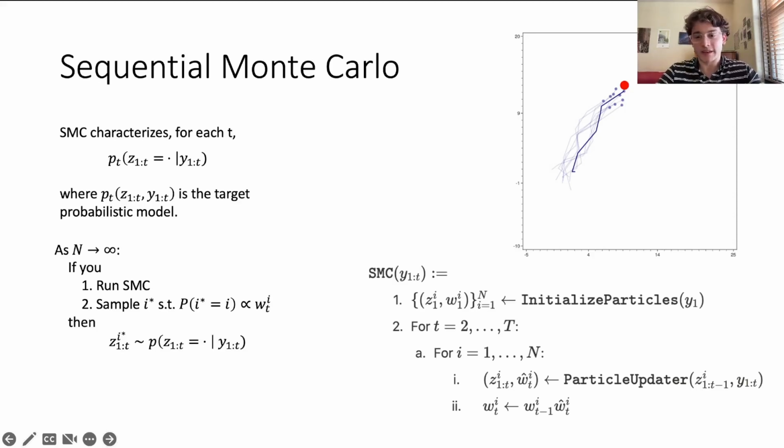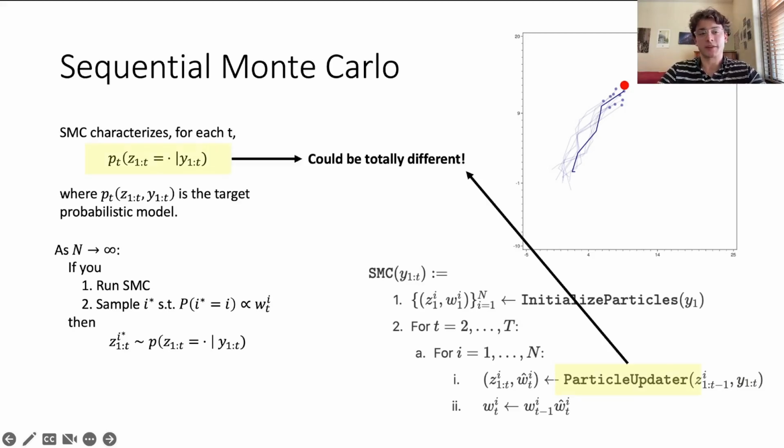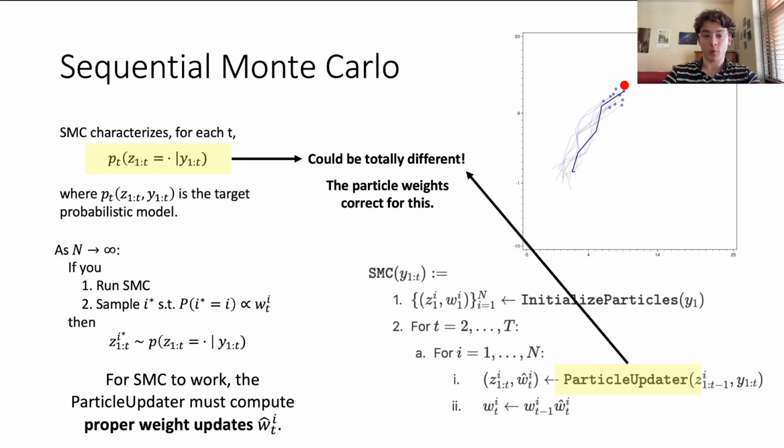Now, at first glance, this might seem surprising, given that the distribution we actually generate the particles from is this particle updater distribution, which may be totally different from the posterior that we care about. And the way that sequential Monte Carlo gets around this is that the particle weights exactly characterize the difference between the particle updating distribution, which we used to actually generate the particles, and the posterior distribution we're trying to run inference over. The formal condition, which guarantees that a particle weight perfectly accounts for this error, is called proper weighting.